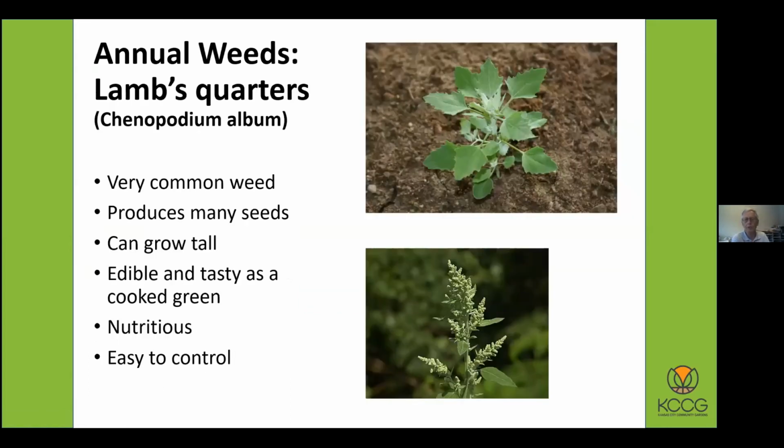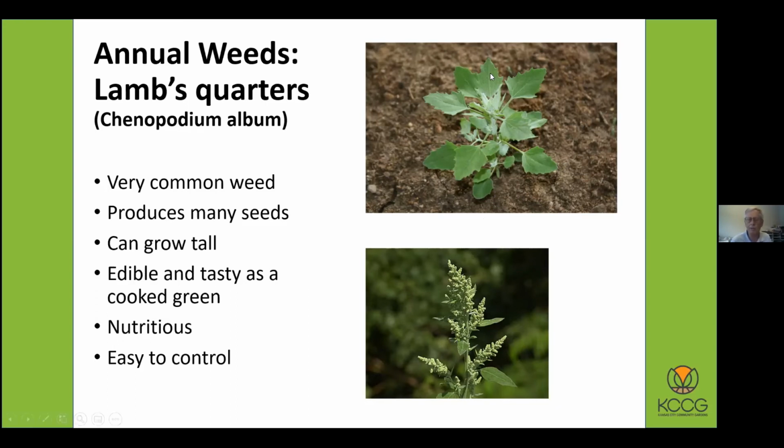Speaking of lamb's quarters, it's a very common weed. There you see it in the upper picture here. That's when it's small. Later on, it has a seed head on it. It's very common, produces lots of seeds, can get pretty tall, like up to 6 feet, maybe even 8 feet tall. Interesting thing is it's edible, and not only is it edible, it's actually tasty as a cooked green.